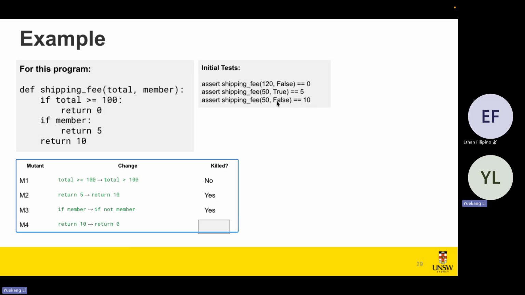And it's the same for the third test case here. It will return 5 rather than 10. So both of them can kill this mutant. So this mutant is also killed. What about the last one? So can we kill this M4 mutant? If yes, which test case could be used for killing this?